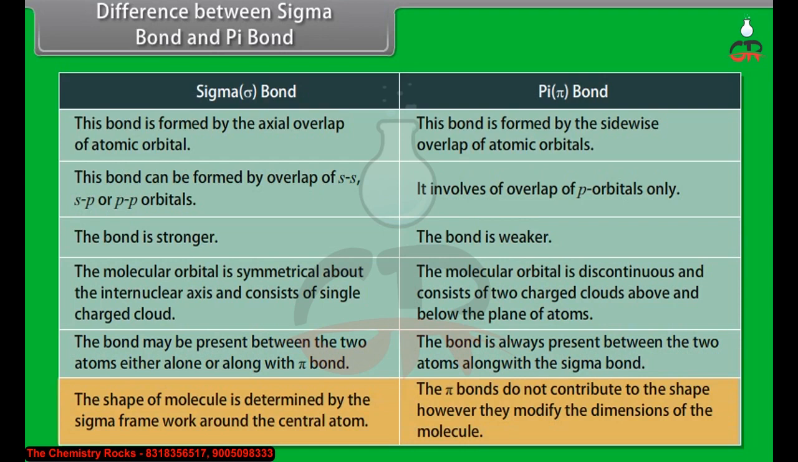The shape of a molecule is determined by the sigma framework around the central atom, whereas pi bonds do not contribute to the shape. However, they modify the dimensions of the molecule.